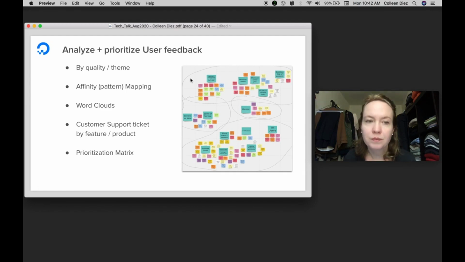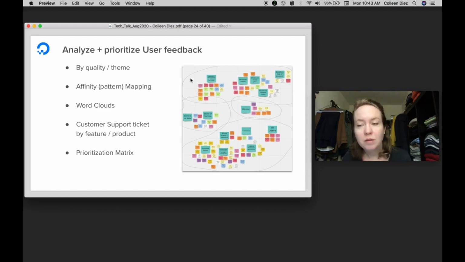Word clouds are also a great way of analyzing user feedback. They can be a little tricky just because they're showing you how often or how frequently customers use a particular word in their feedback. It doesn't really give you a sense of context, but it can be useful as an initial step when you're trying to analyze a lot of qualitative or unstructured data. Customer support tickets are also a great way to do this, either grouping them by feature or by product.